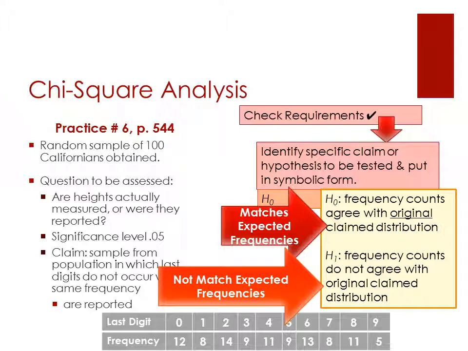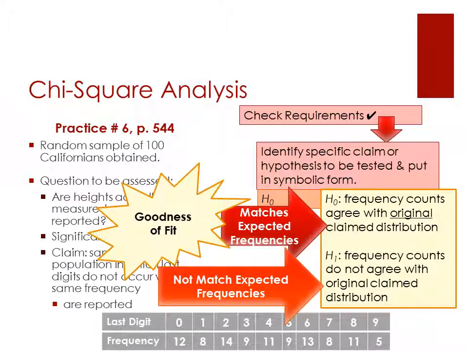And again, if you find the language that I have in the text a little confusing, you may want to include into your notes this paraphrasing that I've provided, which is basically the null says that the data matches with the expected frequencies, and the alternative says it does not match with the expected frequencies. So that shorter version may be helpful for you as well.